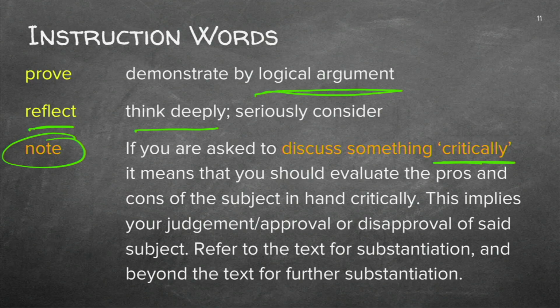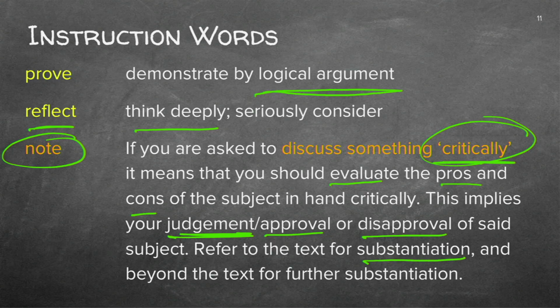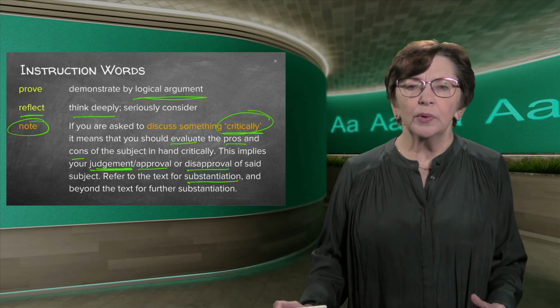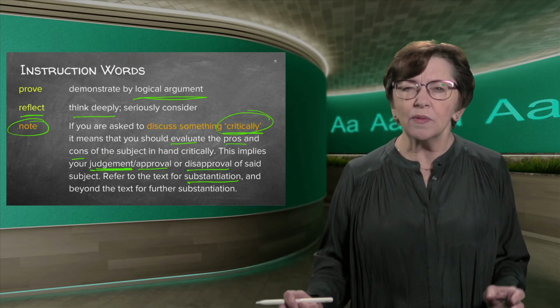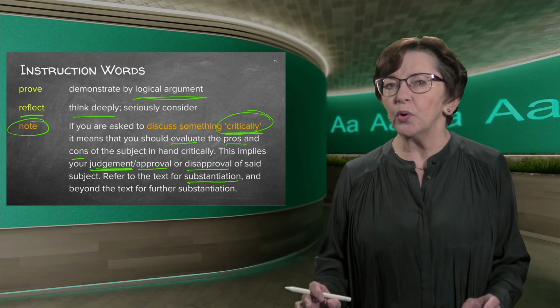It means that you should evaluate the pros and the cons. Okay, you're going to have to look at it very critically. Look at it not only from a certain biased point of view, but from many points of view. And then you have a judgment about it. You either approve or you disapprove of the subject, and you substantiate why you feel that way. And that should equip you with the necessary instruction words. Just remember those and think about it before you answer a question.